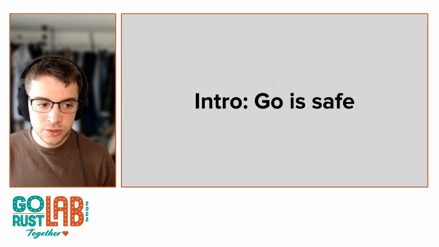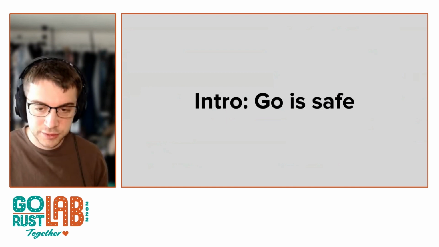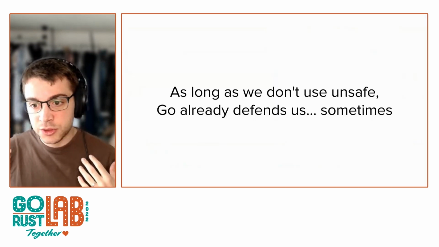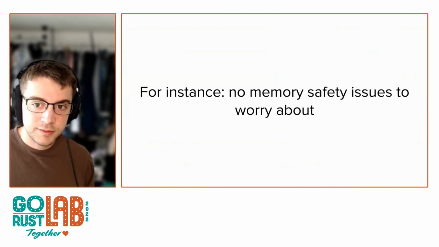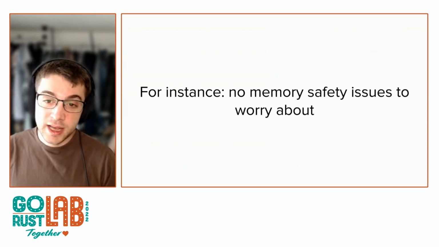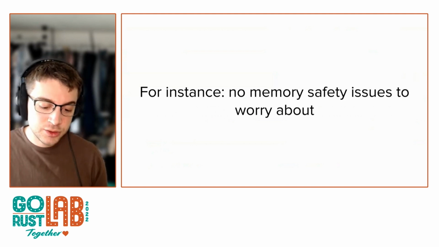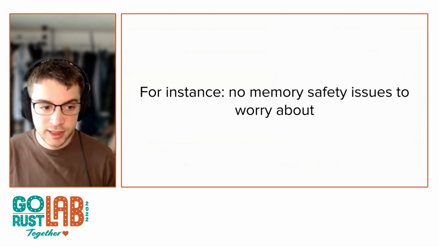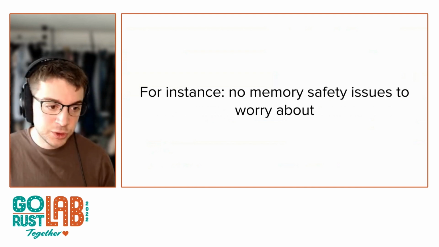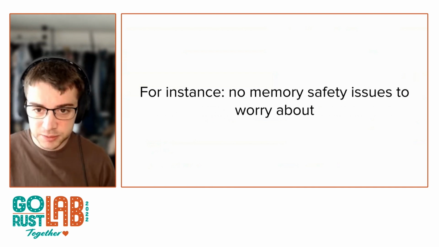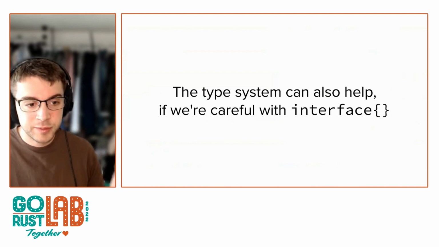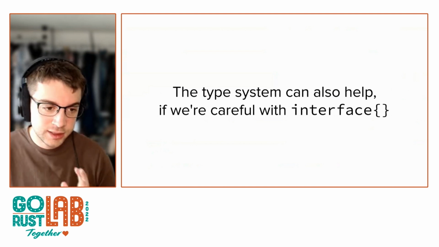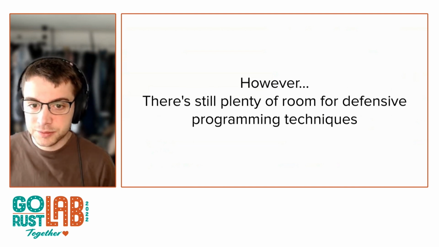So as an introduction, Go as a language is safe. That's something that's said quite often. For example, as long as you don't use unsafe, the language already defends us, most of the time. For instance, you don't have to worry about memory safety or buffer overflows. You can have nil pointer dereferences, but since you cannot do pointer arithmetic, you cannot get bad pointers that point to memory that you don't own. And the type system in general also helps, as long as you're careful with the empty interface, which can point to any type. That's the only part that might be a little bit tricky.